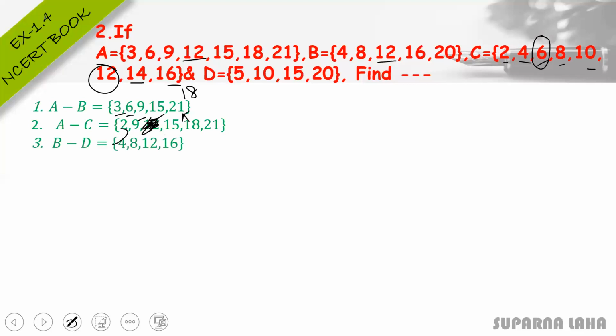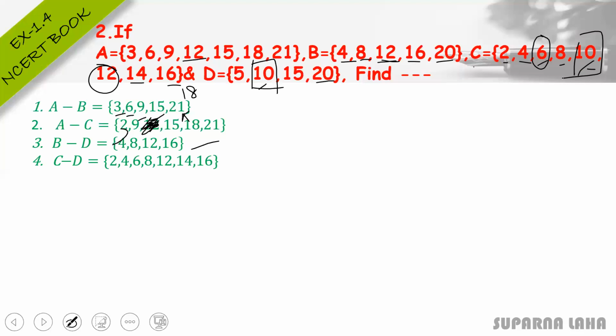Next is B minus D. From B, subtract the set D. From B and D, the common element is 20. So to subtract it, that means 4, 8, 12 and 16. Next, C minus D. From C, subtract D. So the common element is 10 only. So 2, 4, 6, 8, 12, then 14, then 16. Remove this 10. So this is C minus D.